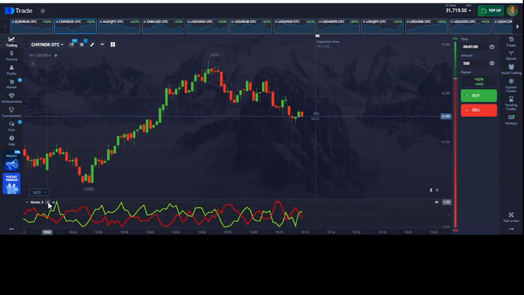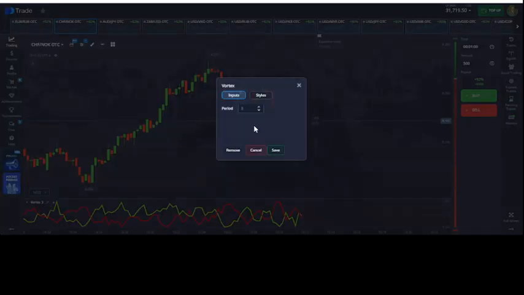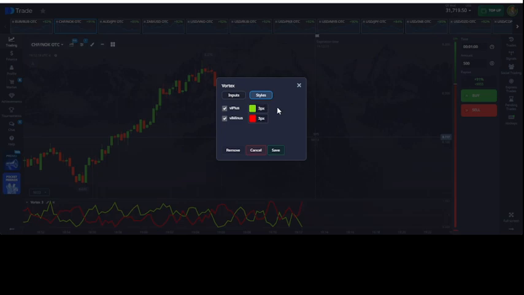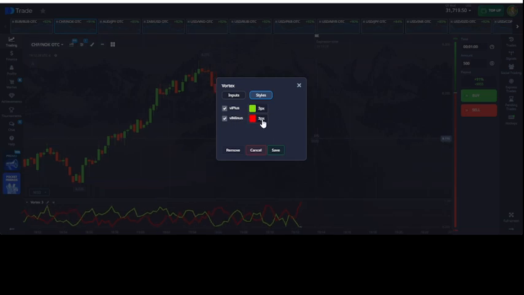When I click on the pencil icon for the Vortex indicator, I have the period set to 3. The default setting, I believe, is 14, but I've set it to 3 to make it more sensitive to reversals because we're going to be taking fast 60-second trades. In the style settings here, I've put the VI plus line to green, 3 pixels line width, and the VI minus line to red, 3 pixels line width. So we can go ahead and save that.